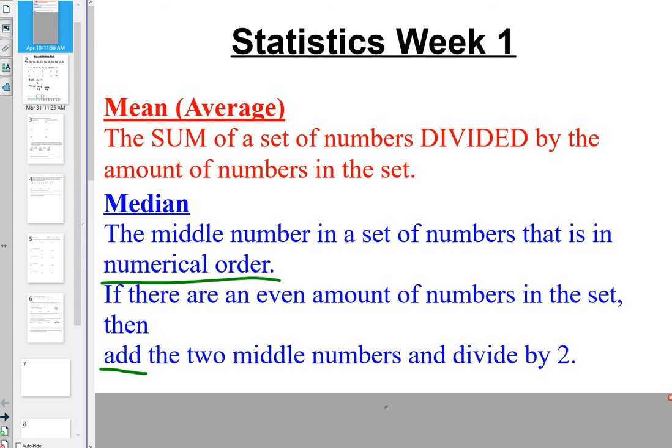because now when you have an even amount, like let's say I have 10 numbers, what would be the two numbers in the middle? 10 is an even number. What would be the two numbers in the middle? If I were to write 10 numbers on the board in order, what numbers would be in the middle? The fifth and sixth, sure.